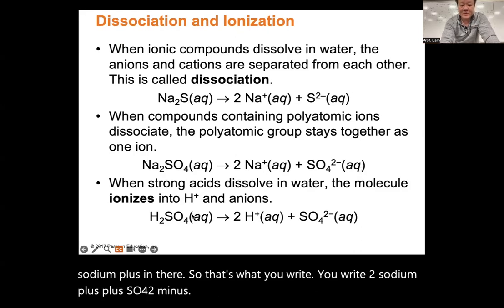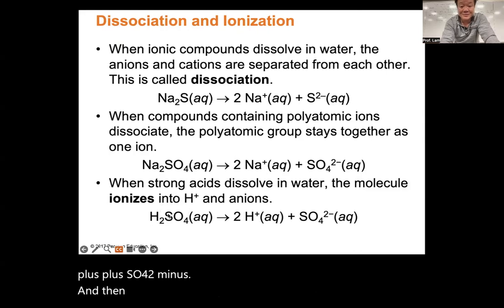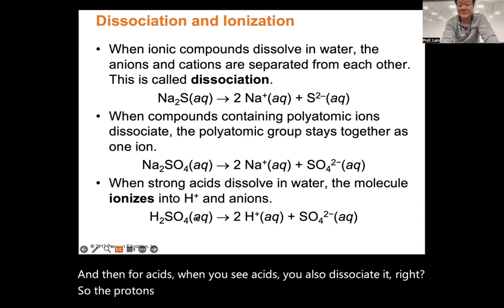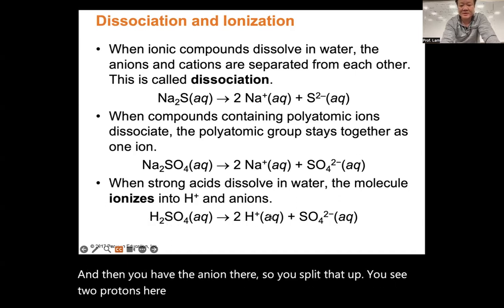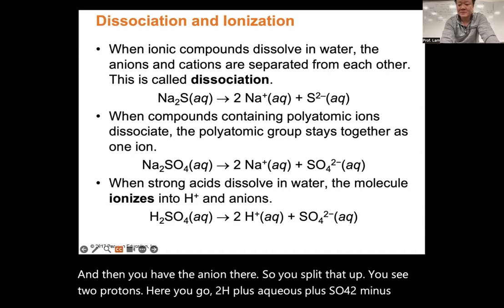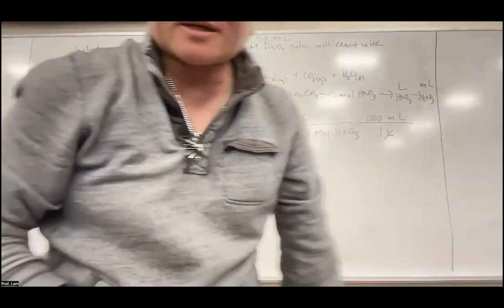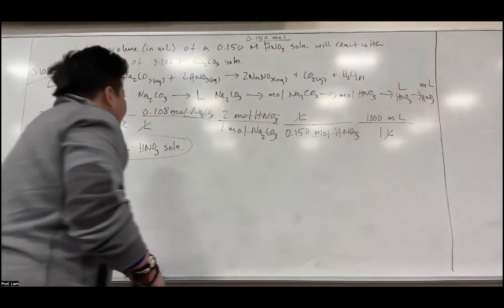And then for acids, when you see acids, you also dissociate them. The protons, remember, are positively charged, and then you have the anion there. So you split that up. You see 2 protons here. You go 2 H+ aqueous plus SO4 2- aqueous. Okay. All right. So let's practice some more on the board.